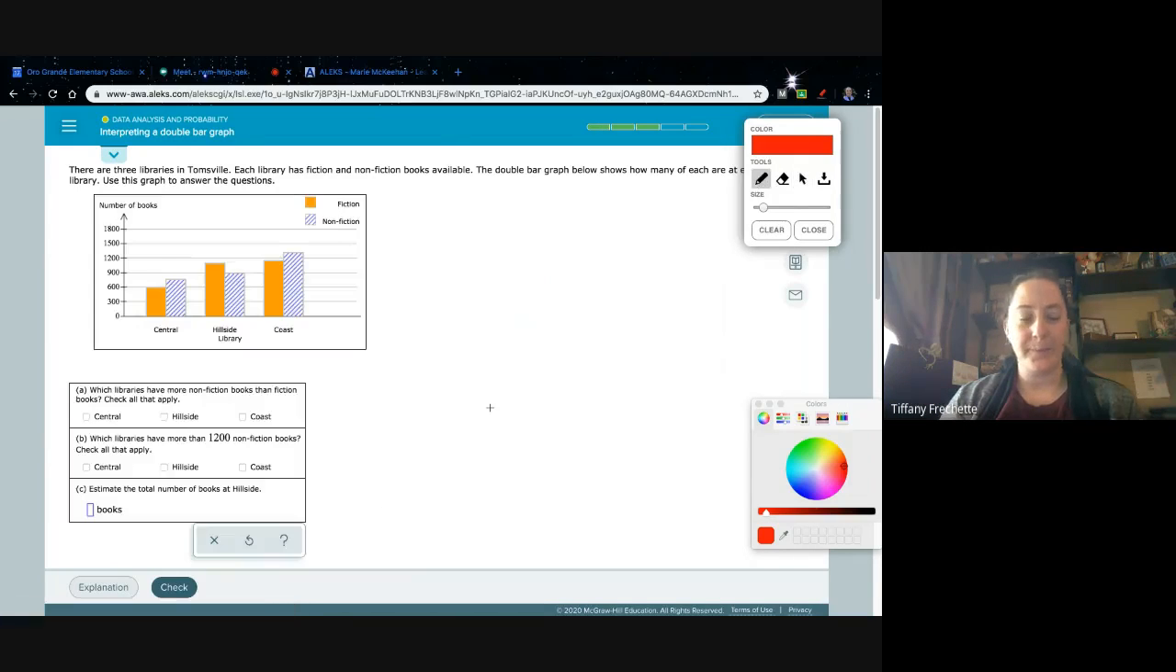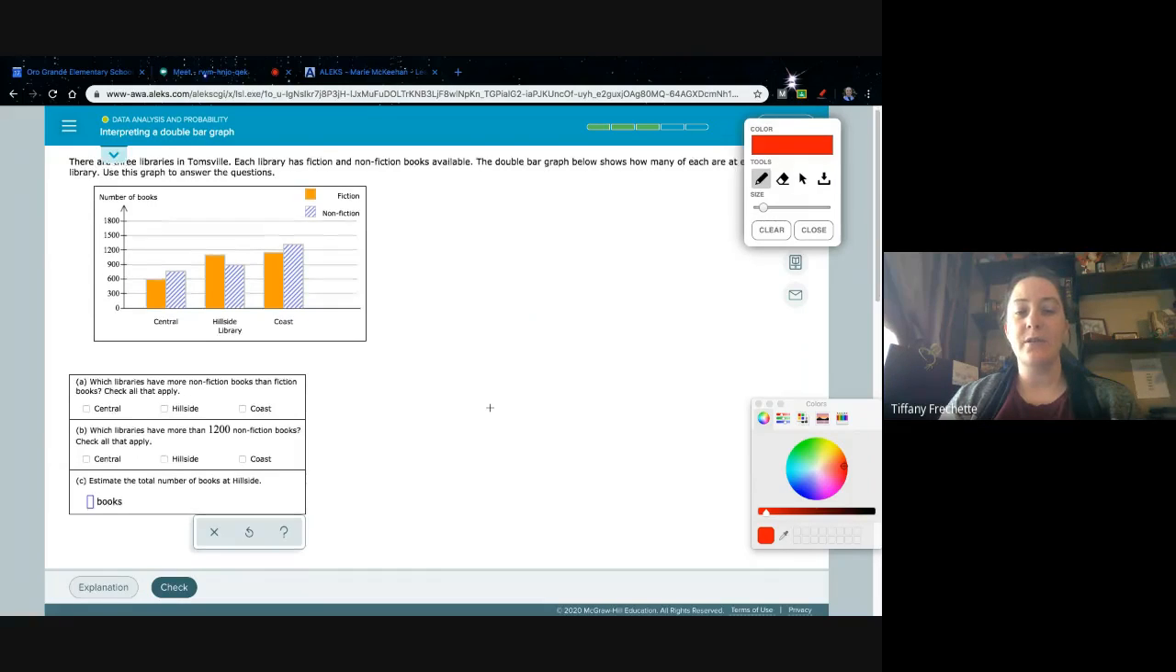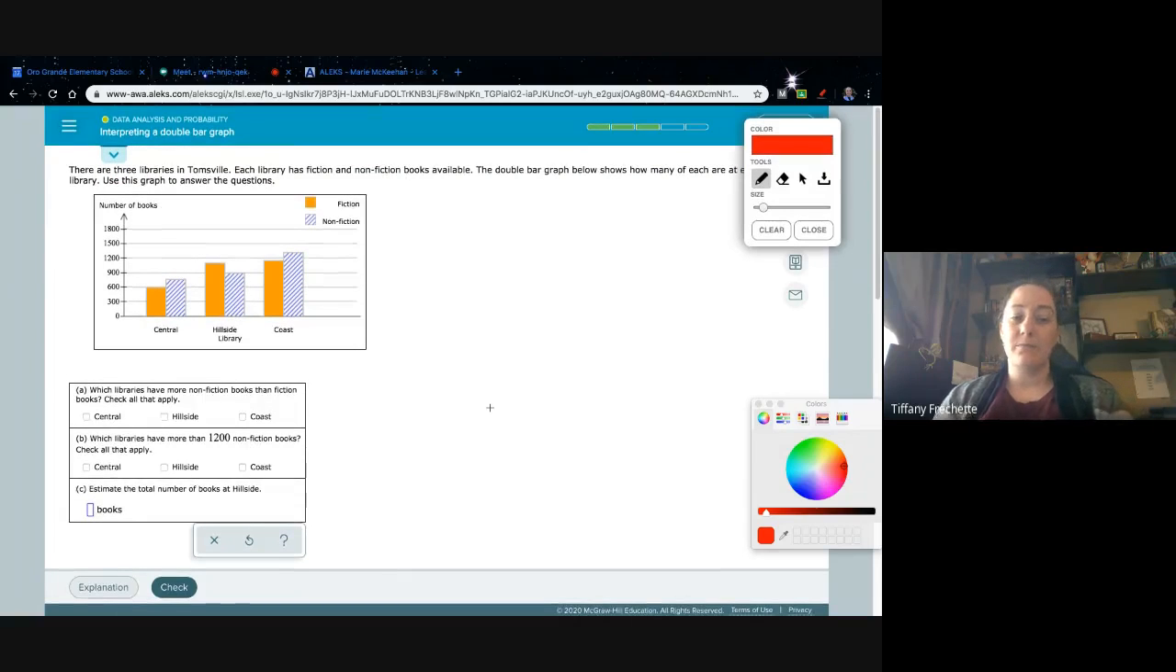Next. Okay. There are 3 libraries in Tomsville. Each library has fiction and nonfiction books available. So this one is almost identical to what we did on the explanation page. The only difference is the name of the libraries here. So we still have the number of books going up to the side. We have Central, Hillside, and Coast for the libraries. And then we have fiction and nonfiction. So again, you can look up here for your key for what the colors mean.